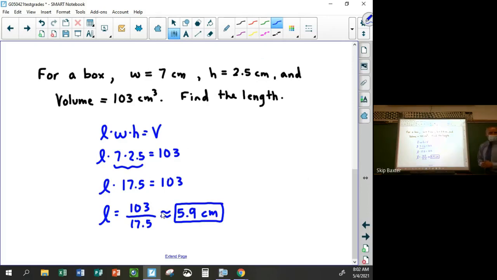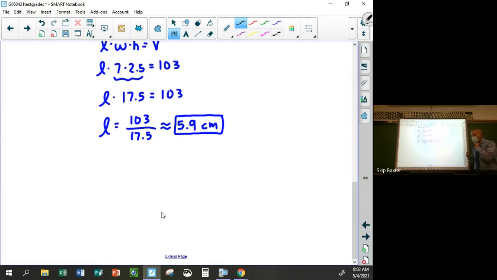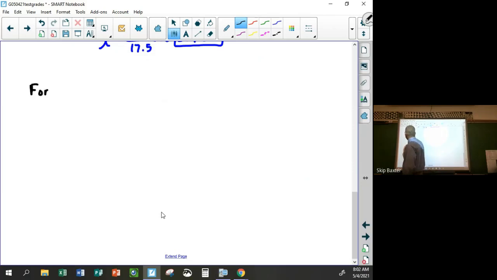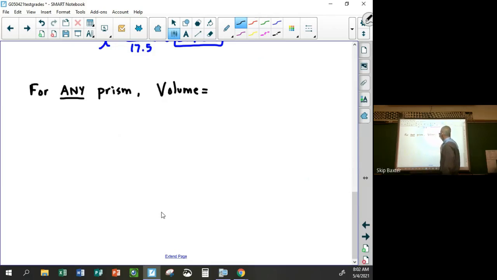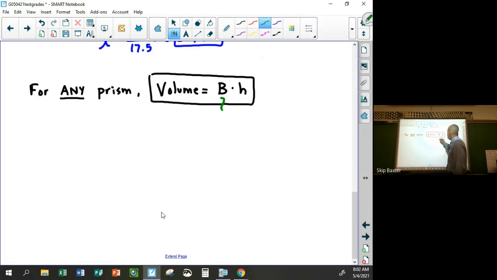Any questions so far? Super easy. All right, so the next thing then is what if it's not a rectangular prism, but some other type of prism? So for any prism, the volume is equal to B times H. And in this formula, the B is the area of the base.